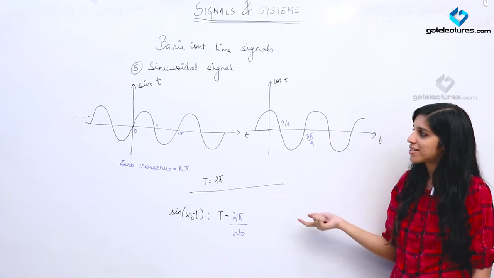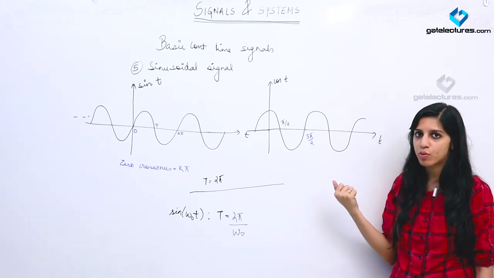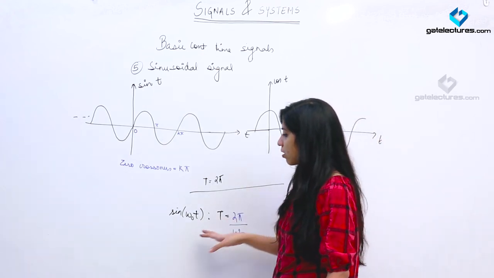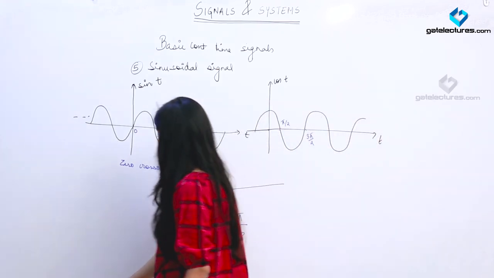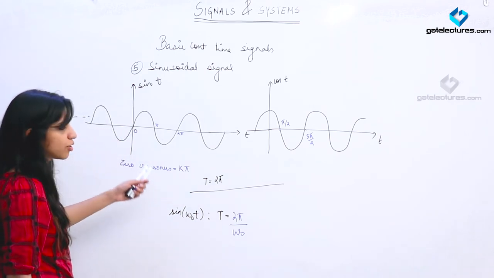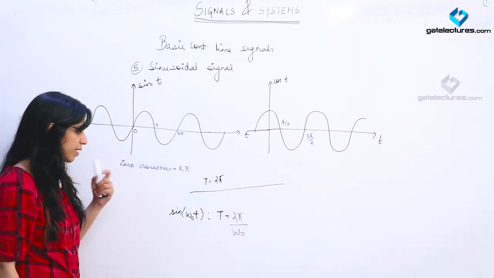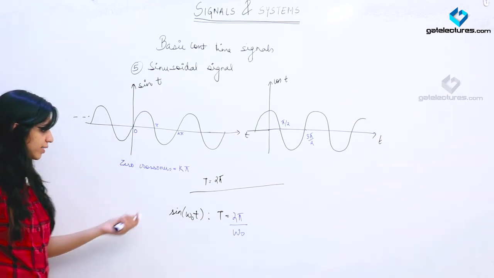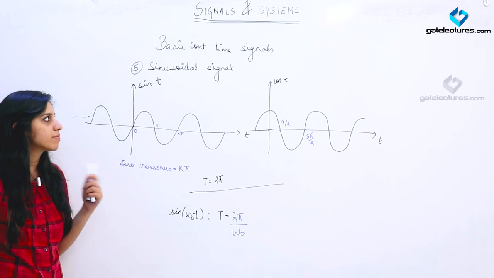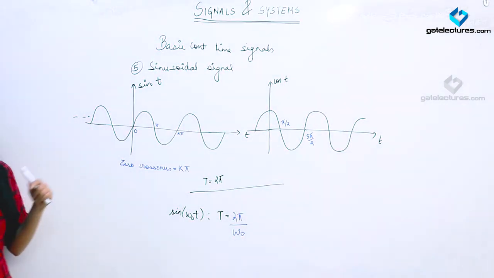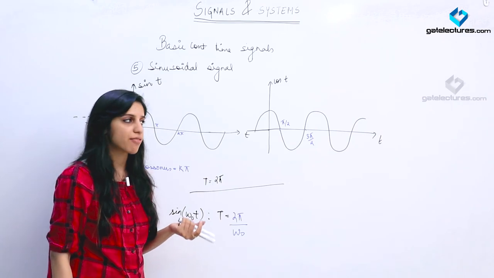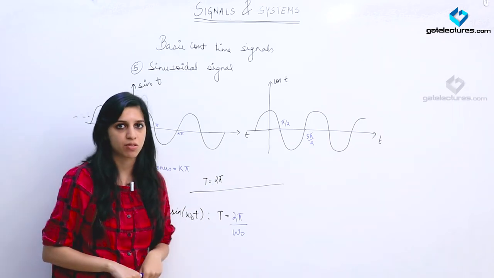Also, we can express these signals as complex exponential signals or as combinations of complex exponential signals, right? Like sine omega t can be written in terms of e to the power j theta minus e to the power minus j theta. Okay, so we're going to look at it later. For now, you can just remember that these are some basic continuous time signals. In next video, we're going to look at some basic discrete time signals, and after that, we're going to look at some operations on signals.